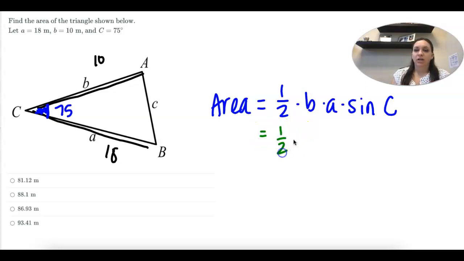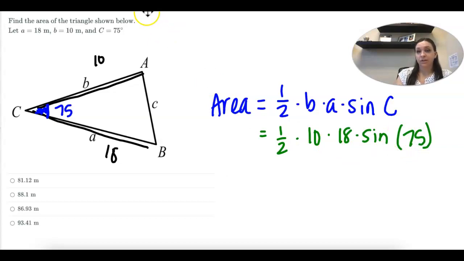So now it's just plug it in. 1/2, B is 10, A is 18, and then sine of C is 75. One last thing, notice our letters. There's two C's, two A's, two B's. Big C, uppercase C, is the angle. The side across from that is lowercase c. Big A is the angle. Little a is the side across. Big B is the angle. Little b is across. That's how it always works with triangles.